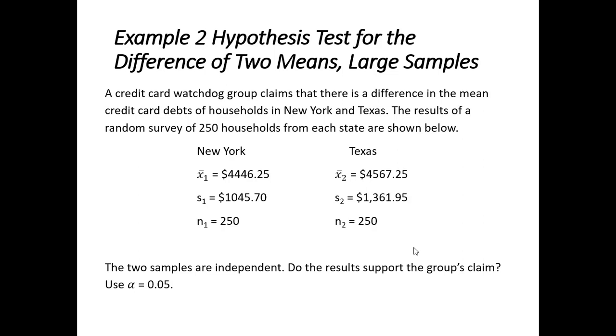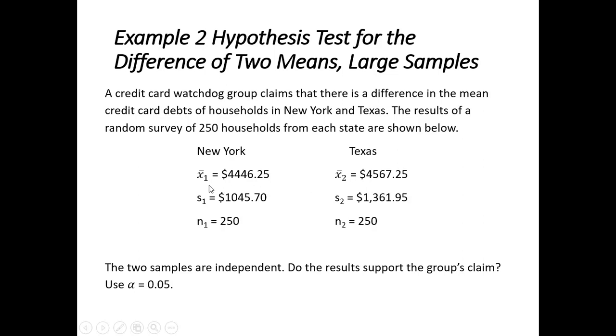In example 2, we're going to take a look at a hypothesis test for the difference of two means. And again, we're still looking at large sample situations. So suppose a credit card watchdog group claims there's a difference in the mean credit card debts of households in New York versus households in Texas. The results of a random survey of 250 households in each state is given below.